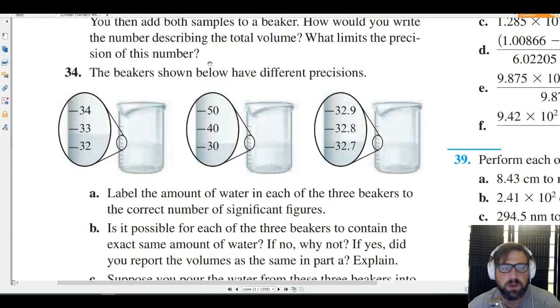That's what they were asking. What are the limits of those graduated cylinders? Here, beakers show different precisions.